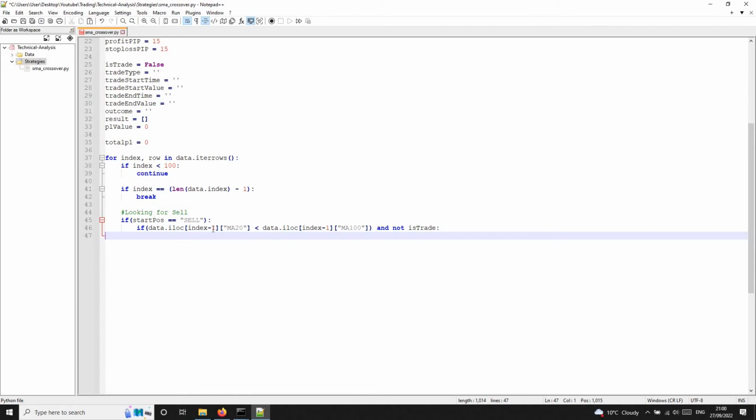So what we're saying is that now, on the previous candle, has the MA20 gone down, meaning has the crossover happened, and also that we are not in a trade, meaning we are not running a trade, because as you can see, this is a for loop. If we are in a trade, then we don't want to start another trade, we want to finish that trade, then only start the next trade. So that's what we are checking here.